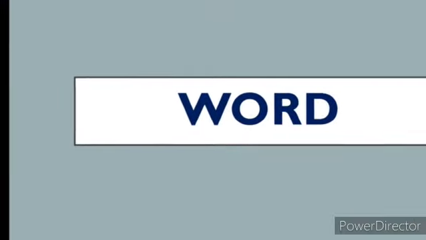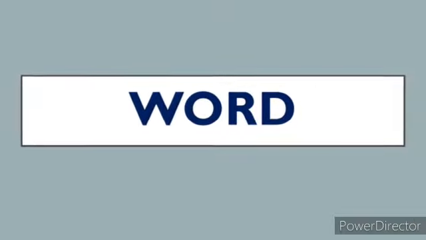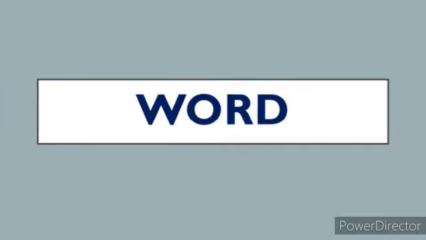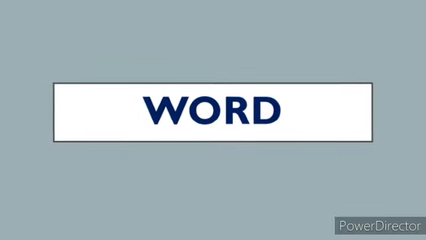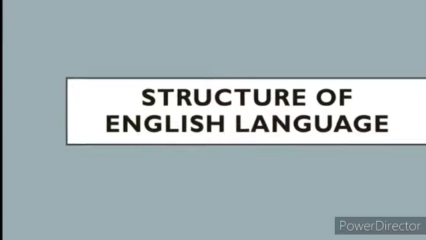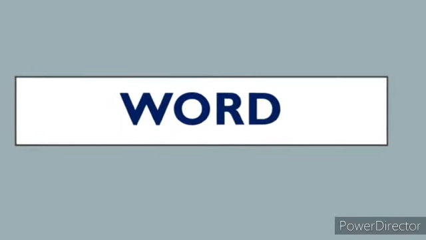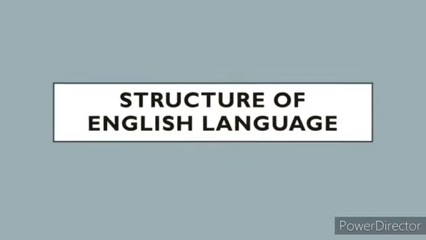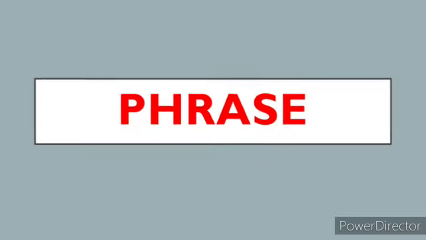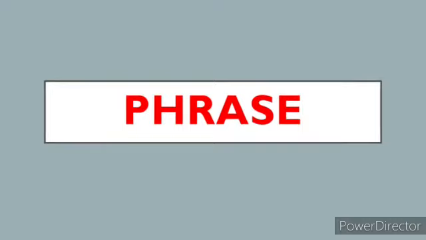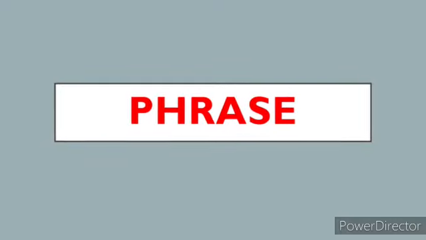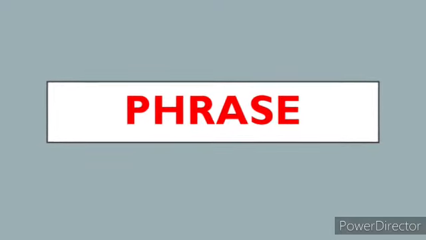So, as structure words carry no meaning of their own, they are called empty words. Since their number is fixed, they are called close ended words. The content words go on increasing. They are called open ended words. Now, the phrase. The phrase is the next higher unit in the structure of a language. It is a group of words in their rightful place.